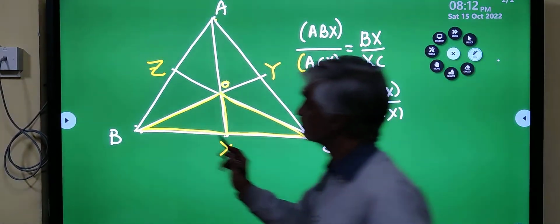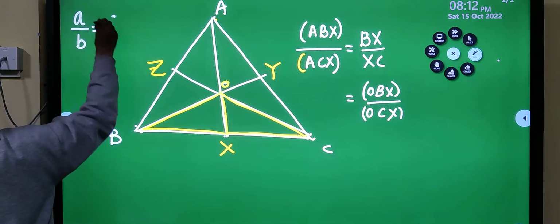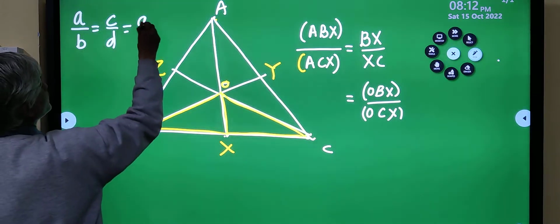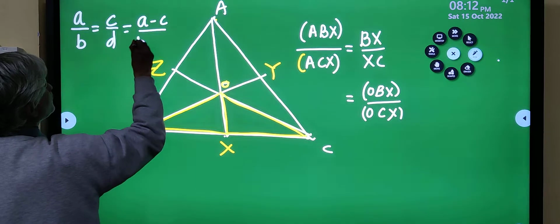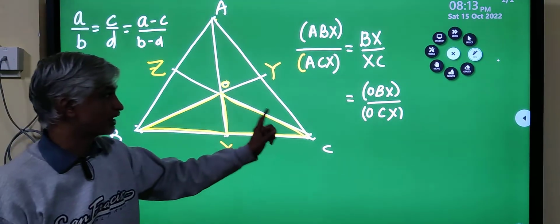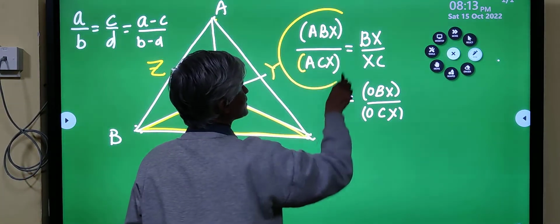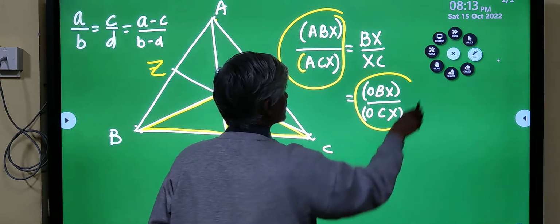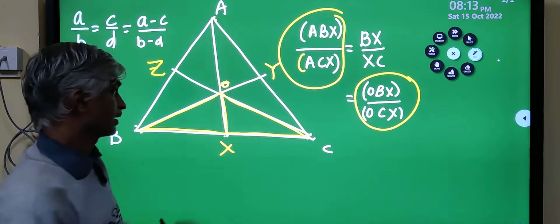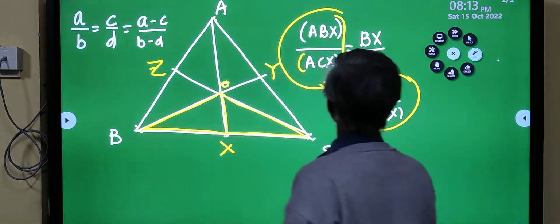Now we should use a simple algebraic rule. If A by B is equal to C by D, then the ratio is also equal to A minus C over B minus D. This simple algebraic manipulation is the next step, using this equals to this, and the fact that they are both equal to this we will use in the end. Now let's focus on this and use this algebraic manipulation.